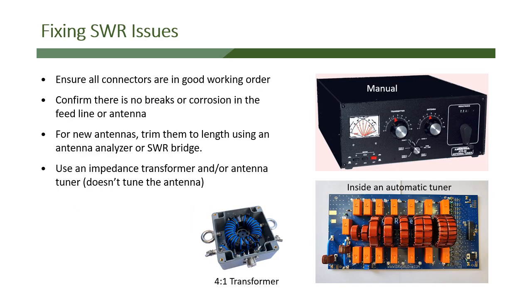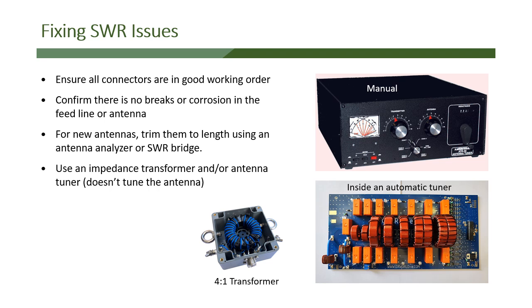So when we're fixing SWR issues, as I said, we use impedance transformation, or we use the L or T networks that I described in the earlier slide. We ensure all the connectors are in good working order. We confirm there are no breaks or corrosion in the feed line or antenna. For new antennas, we make sure we trim them to length using an antenna analyzer or SWR bridge, and we use an impedance transformer and/or an antenna tuner to match the impedances when there's an impedance mismatch.